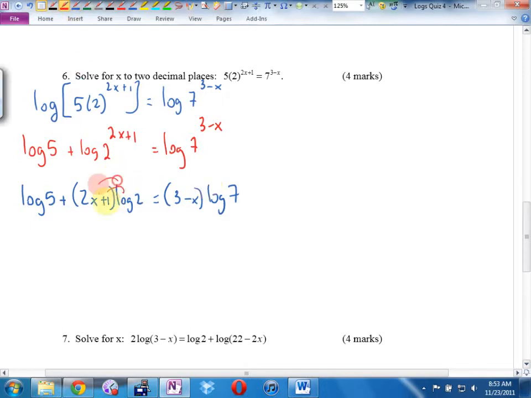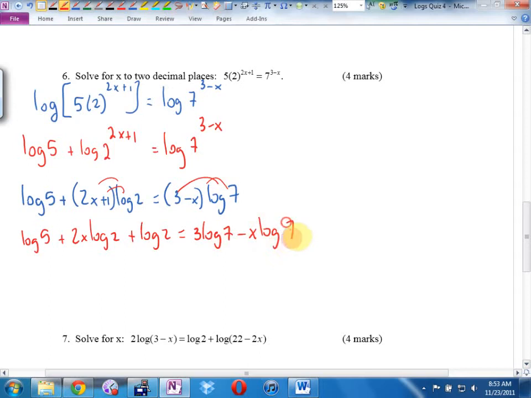This is going to be the log of 5 plus 2x log 2 plus log 2 equals 3 log 7 minus x log 7. Get all my x's to the same side. I guess I'll minus this to this side and plus and minus that to that side. I'll get log 5 plus log 2 minus 3 log 7 equals negative x log 7 minus 2x log 2.